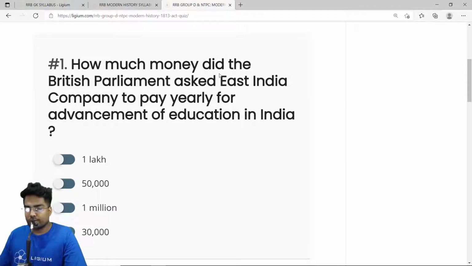Okay, so we have the first question. How much money did the British Parliament ask the East India Company to pay yearly for the advancement of education in India? A big question, but a very simple answer. It is 1 lakh rupees.